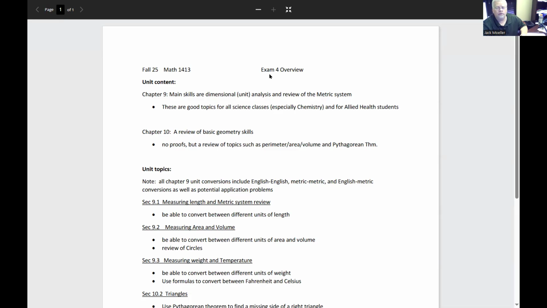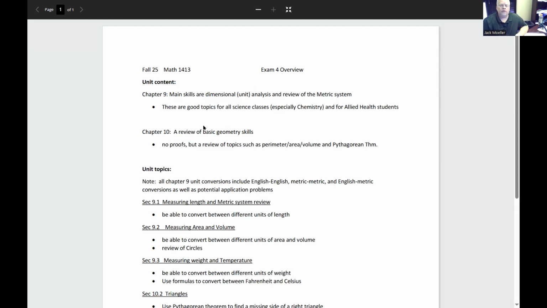If you're an allied health student, at some point you're going to be doing drug dosage calculations, like this person weighs this amount, and they're supposed to get this much medicine per pound. Those sorts of problems are all dimensional analysis. So this is a good overall skill to have for a large variety of reasons.